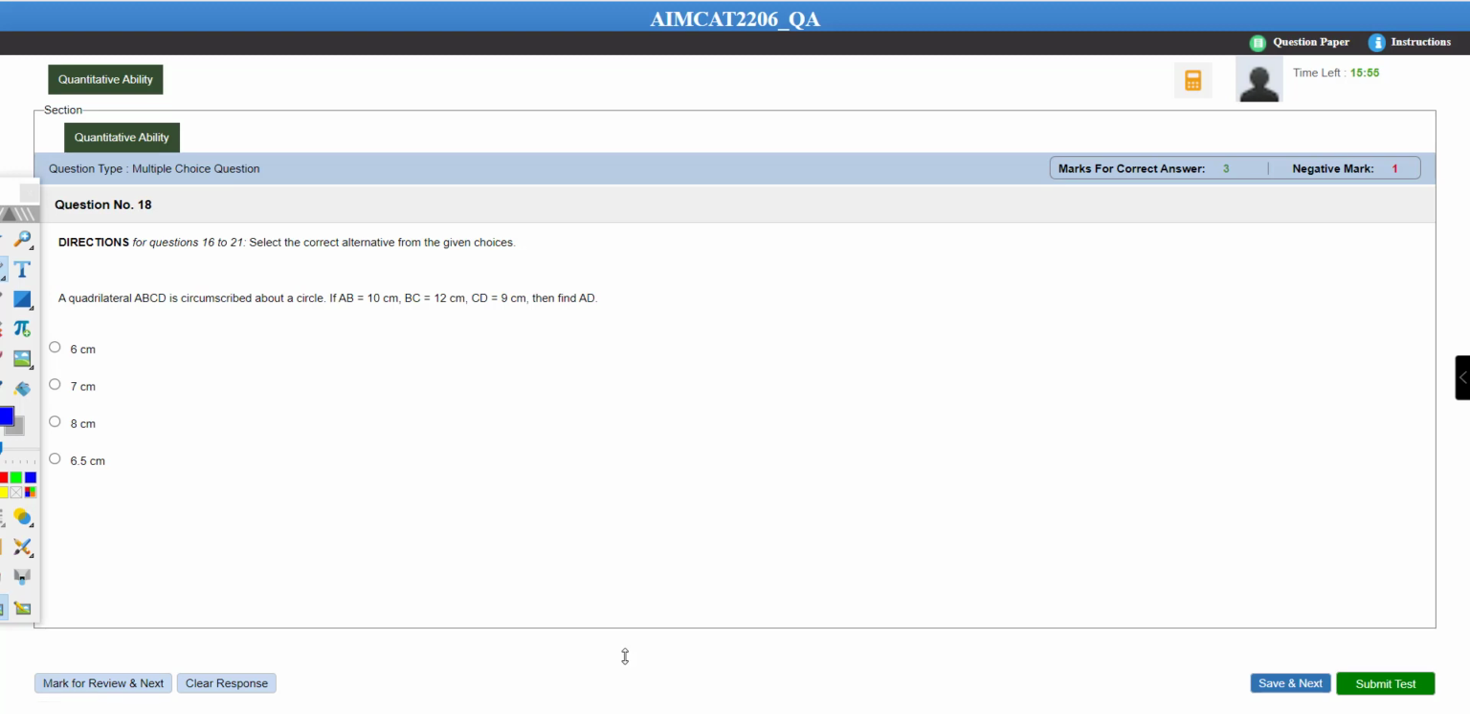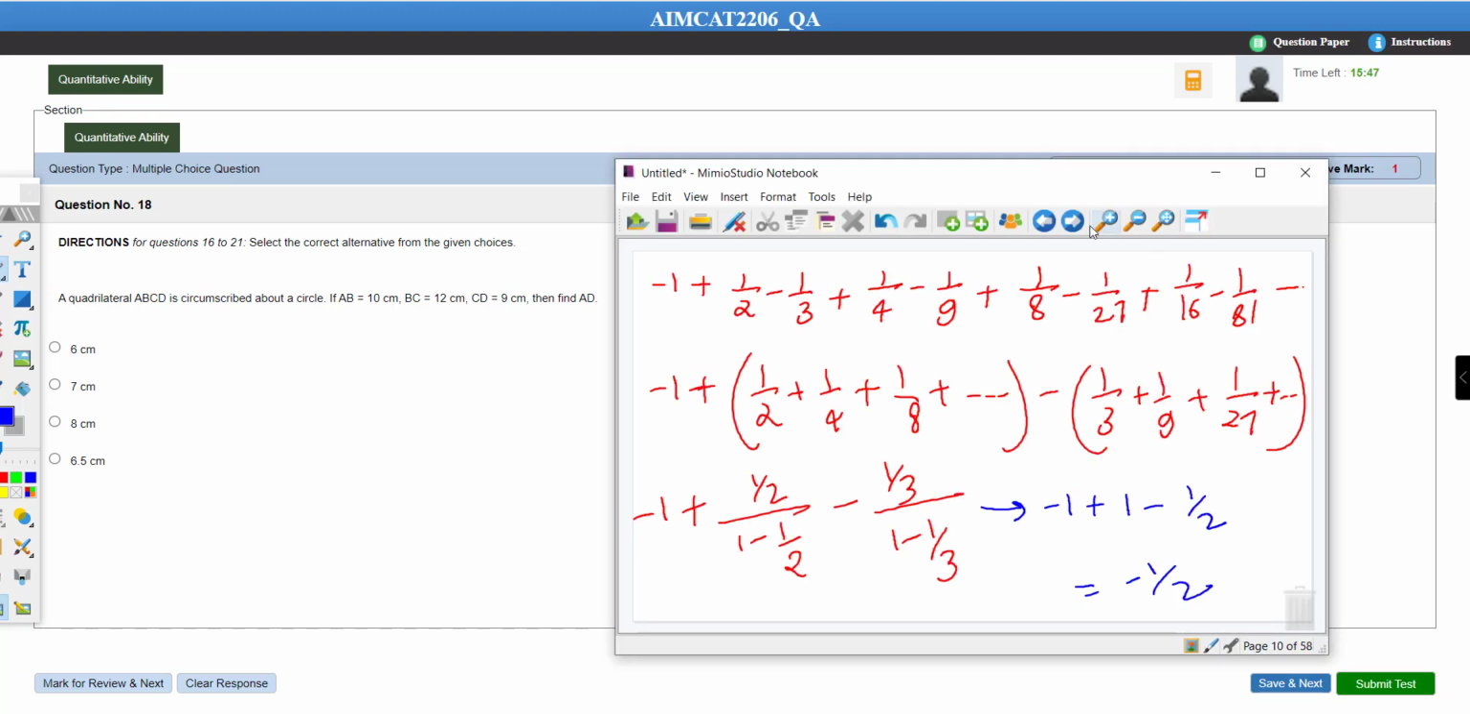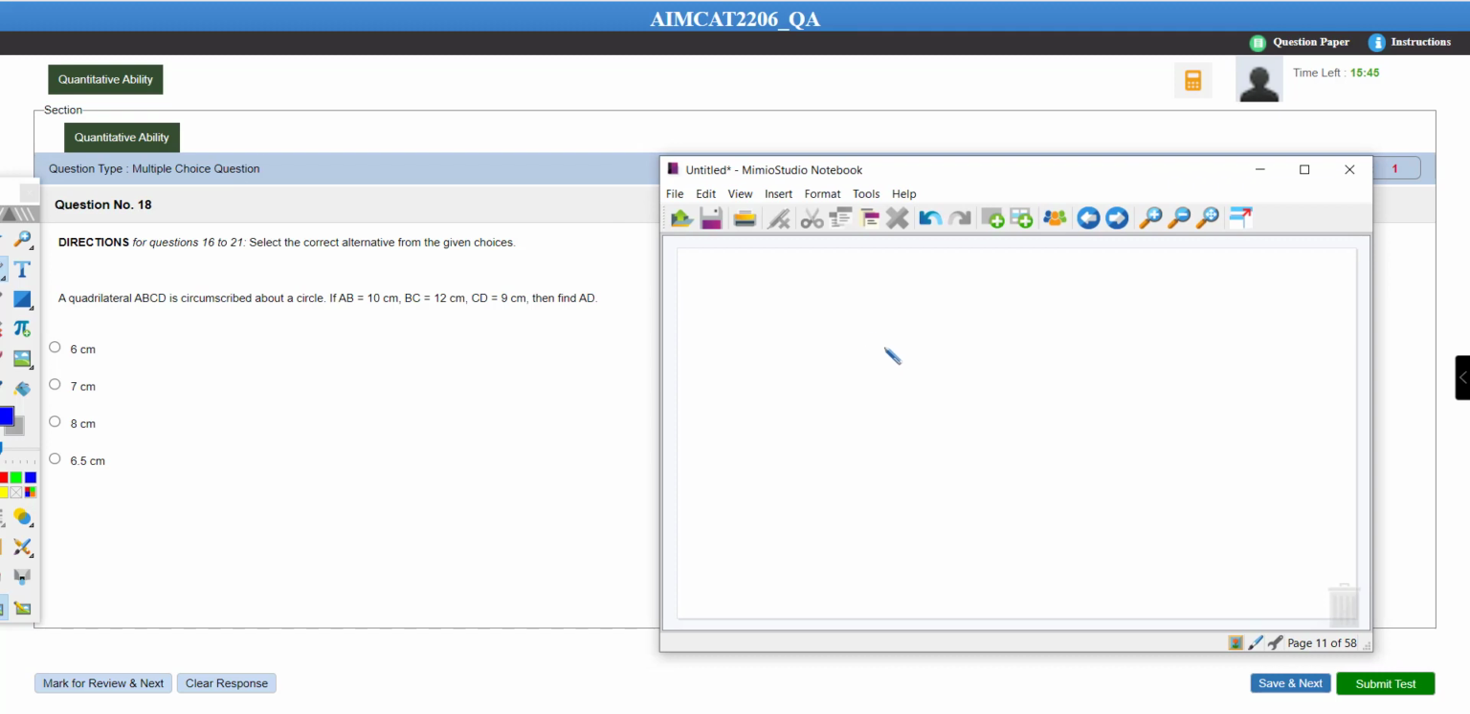After this, over here, a quadrilateral ABCD is circumscribed about a circle. We know 3 sides and we want to find the 4th side. Correct, this also looks easy. Let's draw the diagram. Okay, so this is a circle and there is a quadrilateral like this.